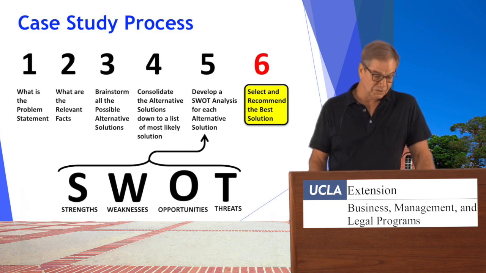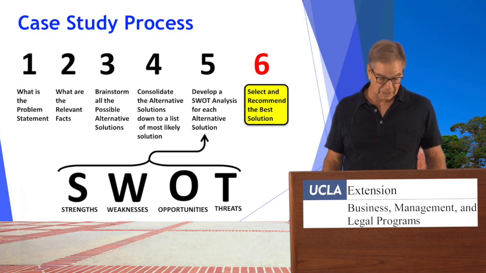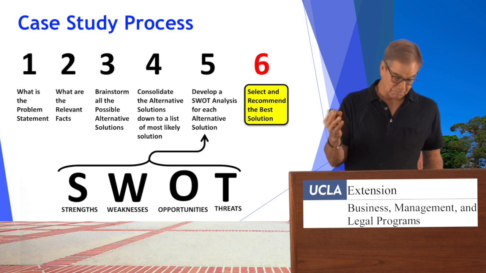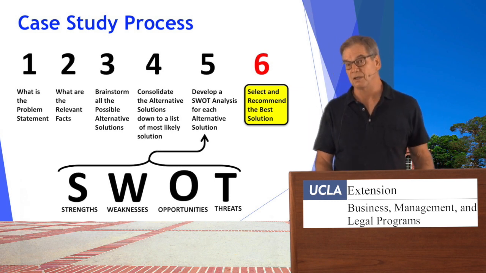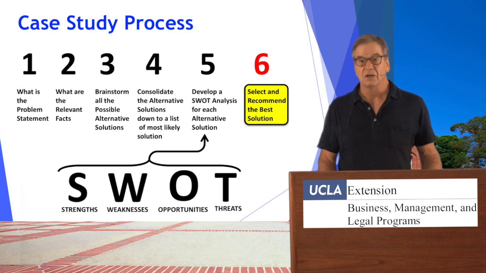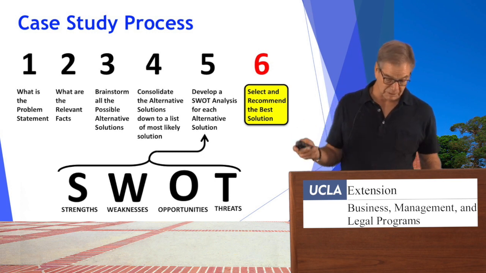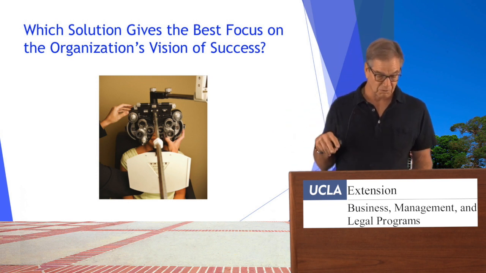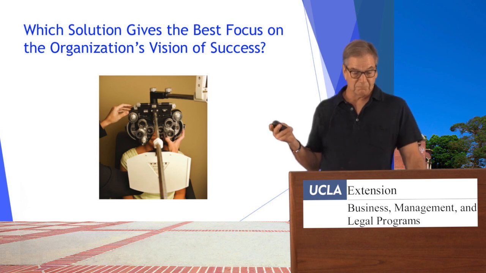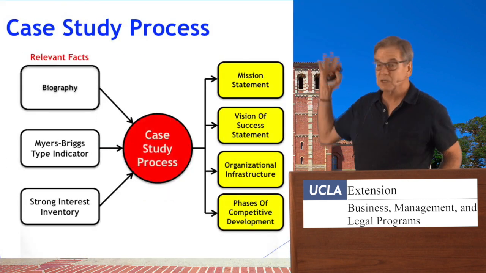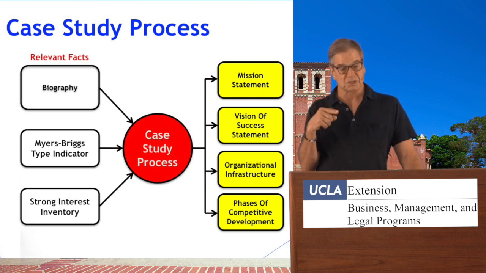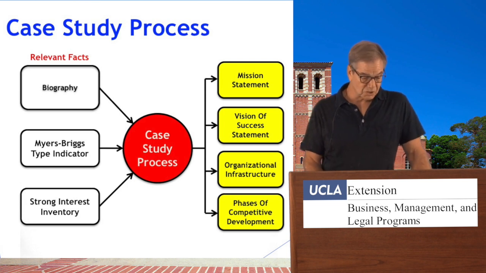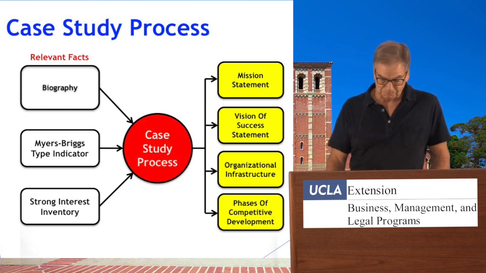So next is to select the best, the highest and best fit idea and recommend your solution. If you're doing this individually, by the same token, if this is an agenda for an advisory board or a committee, then it's a matter of making a recommendation to senior management. So again, we go through everything, and which is better, one way or the other. But the ultimate objective is now we should have a mission statement, and then we can repeat this process to come up with our vision of success statement, our organizational structure, and our phases of competitive development.